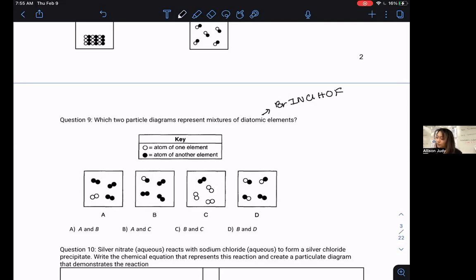And so what we look for here is which two particles show the same two atoms being paired together, right? So remember, color here is going to represent element identity.